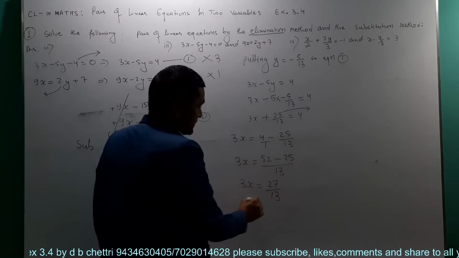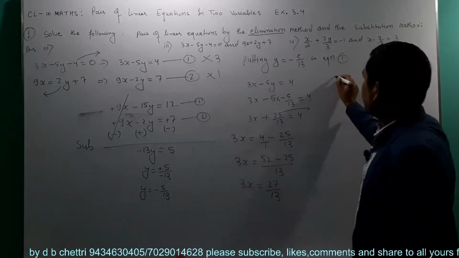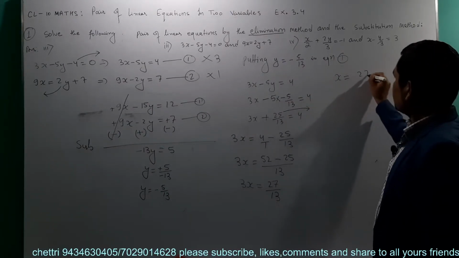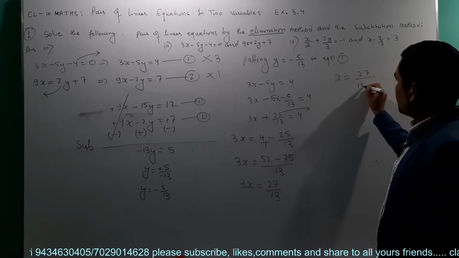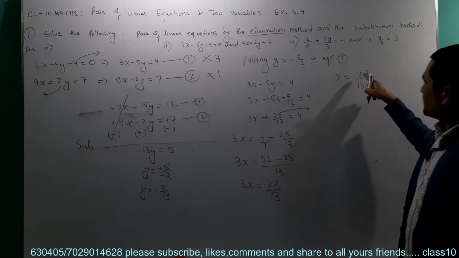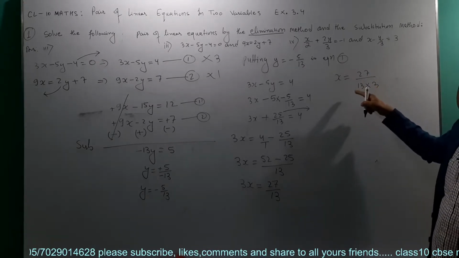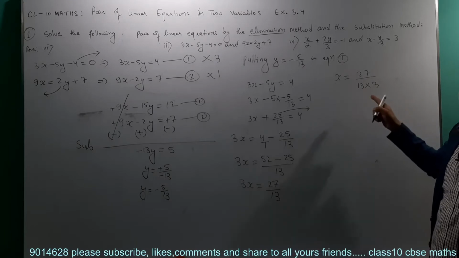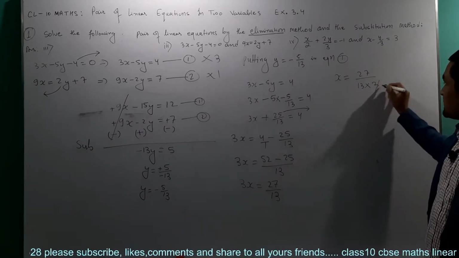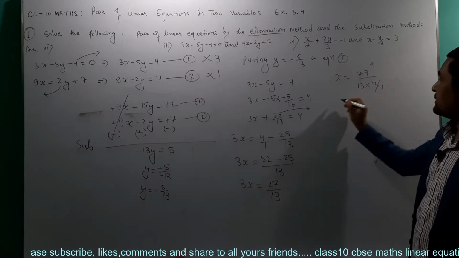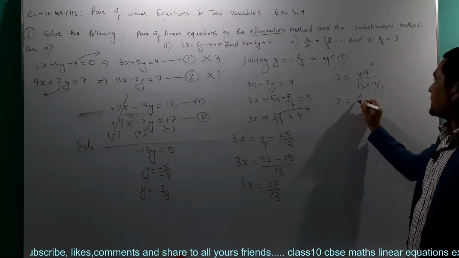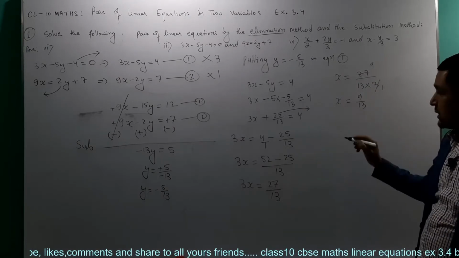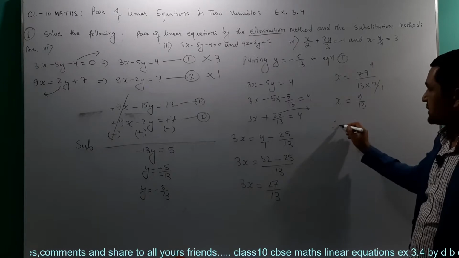Okay, that means x is equal to 27 by 13 multiply 3. If there's any common factor, first cancel it before we get the product. Okay, 3 ones are 3, 3 nines are 27. Then the value of x is how much? 9 by 13.